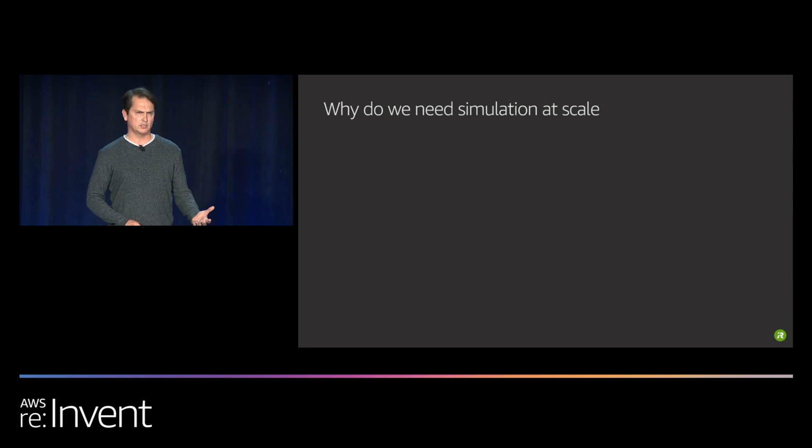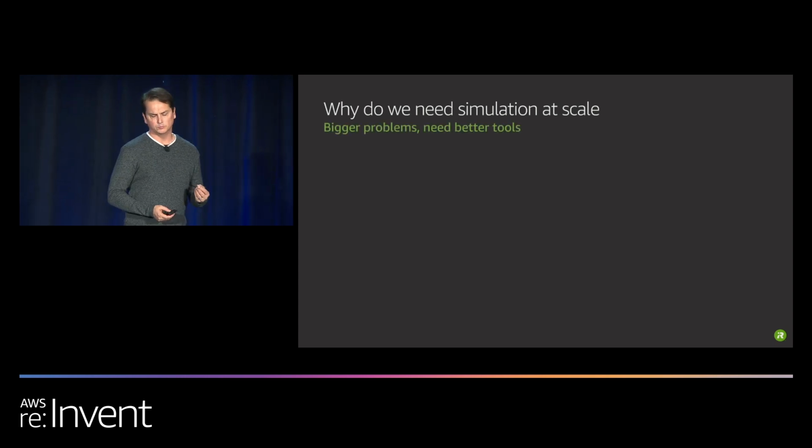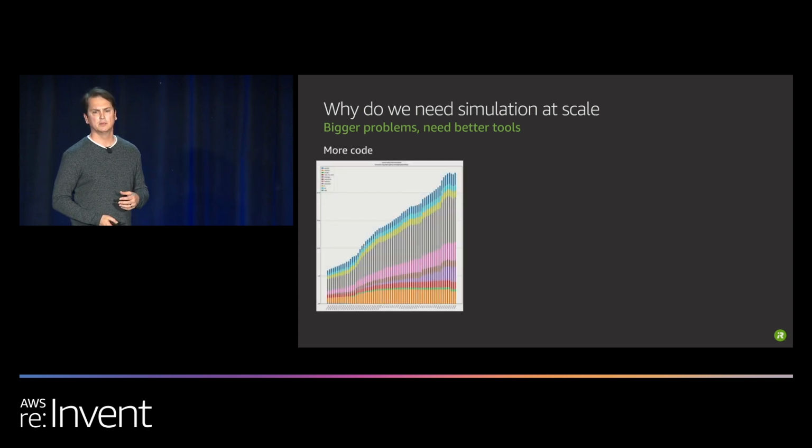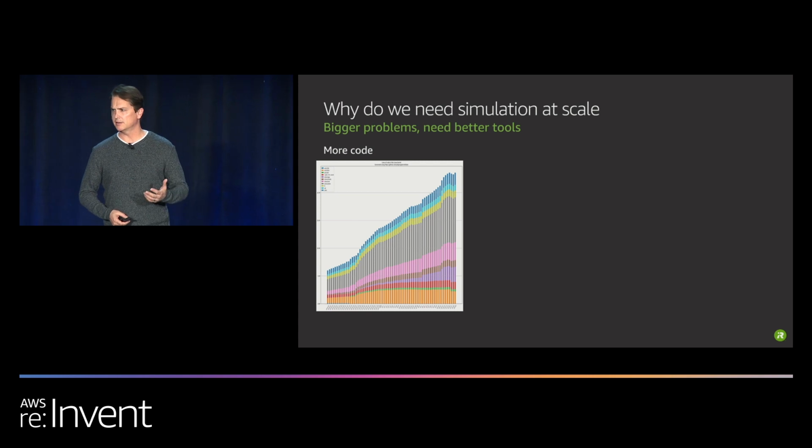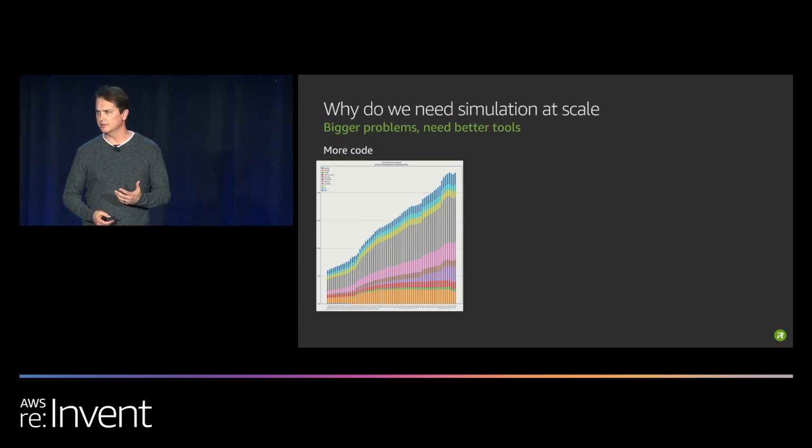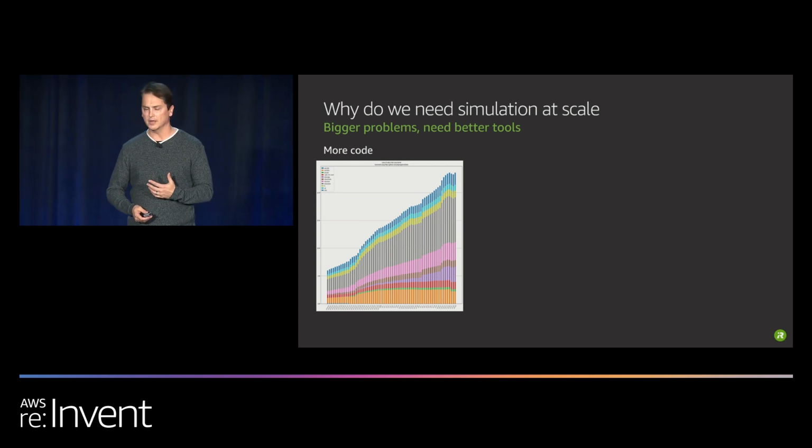So why do we need simulation at scale? Well, because bigger problems require better tools. And, well, over the last few years, as our products are now expected to navigate through people's houses for up to 30 days at a time without any assistance, our code base has grown tremendously. Where we used to have tens of thousands of lines, we now have tens of millions of lines of code, even in our small little robots.